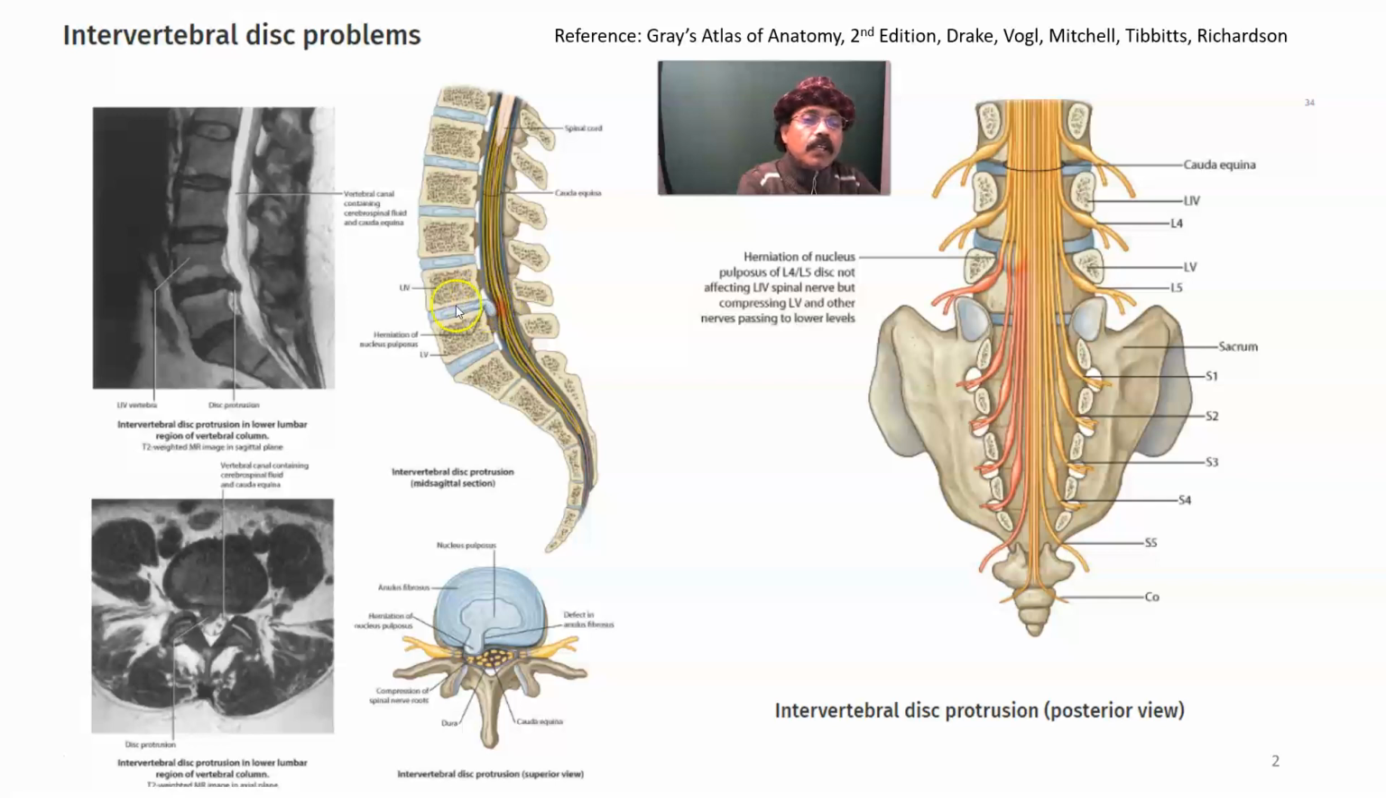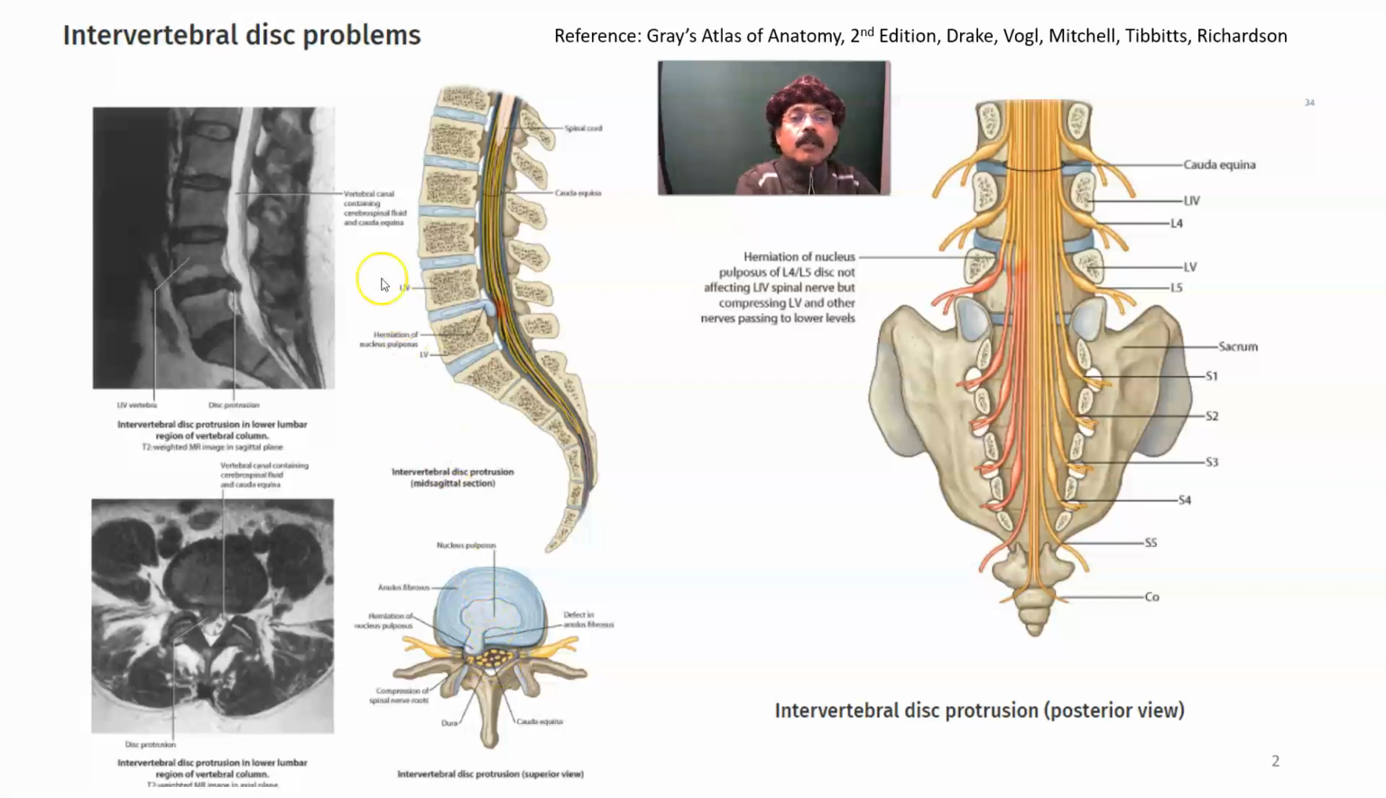There is the nucleus pulposus. This is nucleus pulposus. This is annulus fibrosus. Nucleus pulposus herniates posterolaterally, and it may compress these nerve roots. These nerve roots form the Cauda equina.